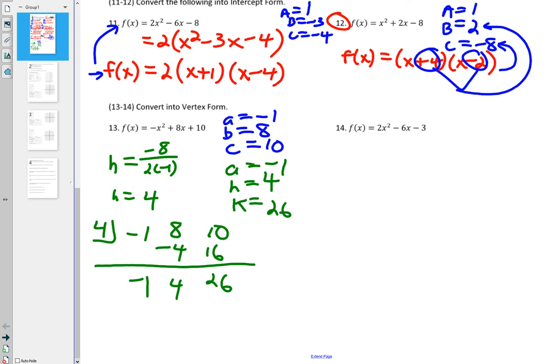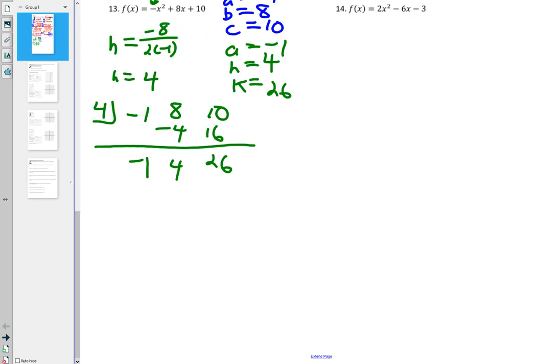If you plugged in a 4 for x, you get the same thing, but I'd be worried about this negative. If you guys do it through substitution, there's a good chance you make a mistake with that negative. Now that I know A, H, and K, it's just substituting like I did up at the top. They called it f of x, so I'll leave it called f of x. And that would be, since A is -1, it's just a negative, then the parentheses. H was 4, so x minus 4 squared, and then plus 26, that's K.